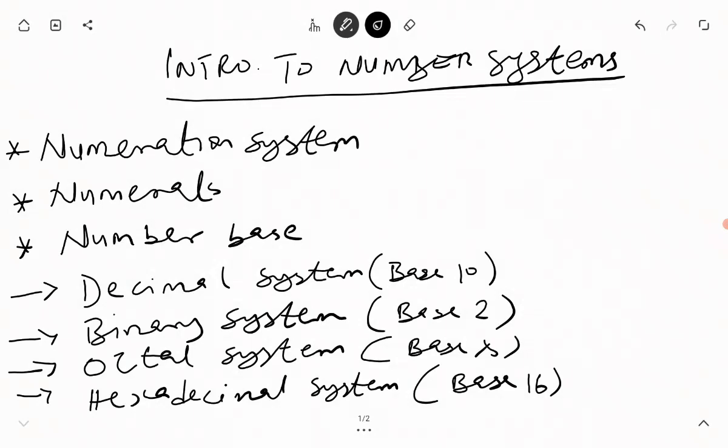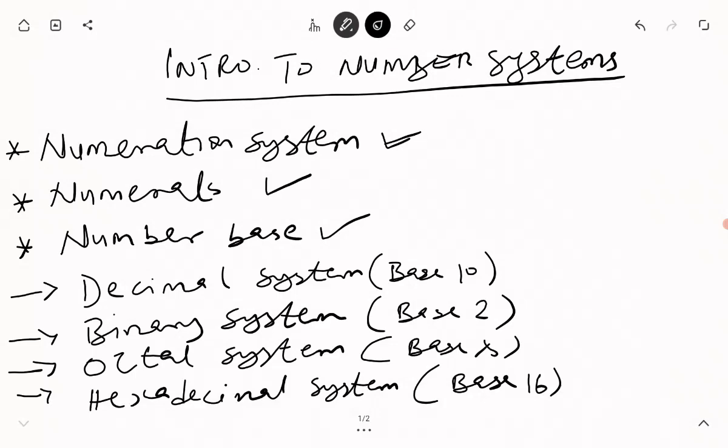So for our introduction, what do we mean by numeration systems? A group of symbols that can be used to express numbers is called a numeration system. Also, the symbols of a numeration system are called numerals, and the size of the grouping in a numeration system is called the number base or base of the numeration system.